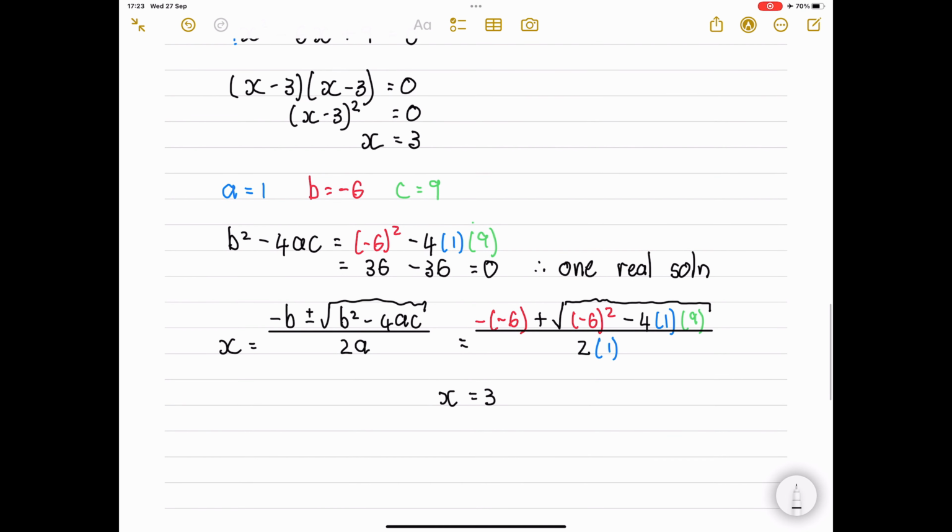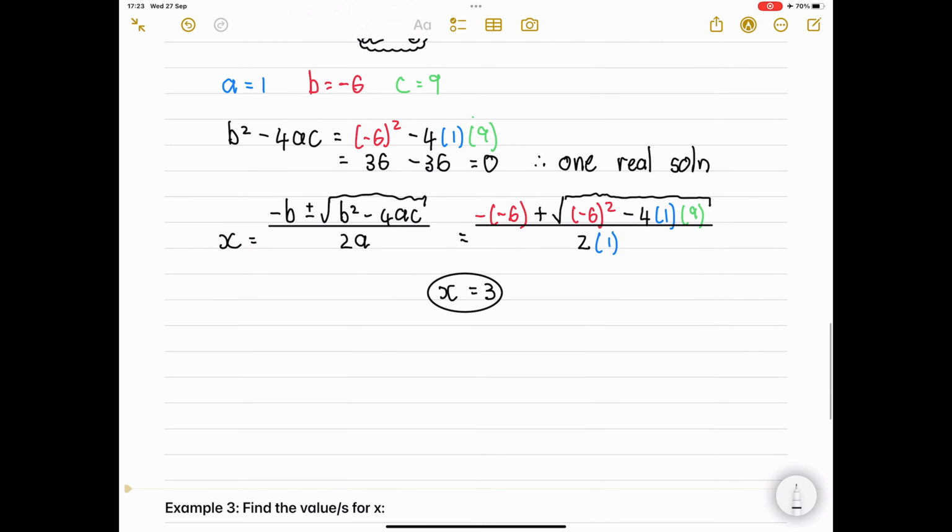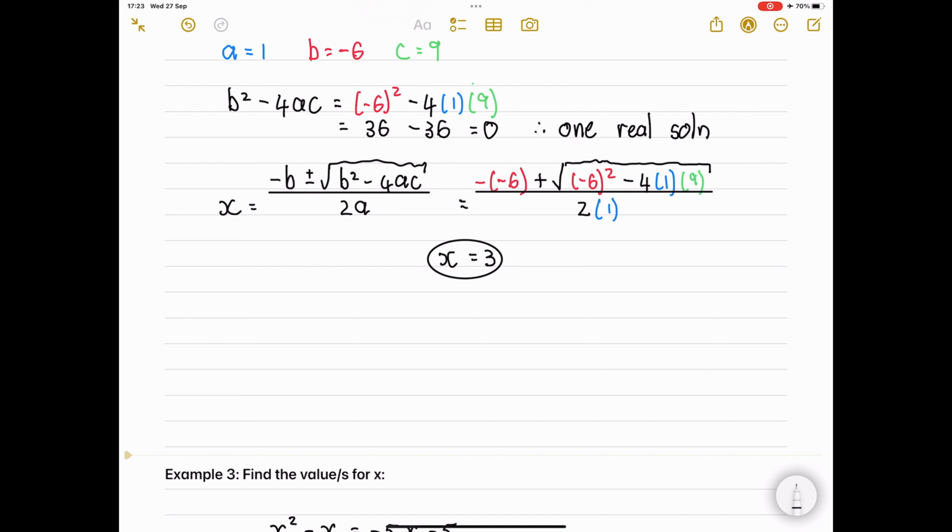which, if we go up, is the same answer we got when we factorized it. So this is also a way of checking to see if you factorized correctly. You can use the quadratic formula to see if you have the same answer. And if you only have one value for x, that means that your graph is going to look like this. It is going to touch the x-axis there at x equals 3. And that's also why they call it a repeated root.